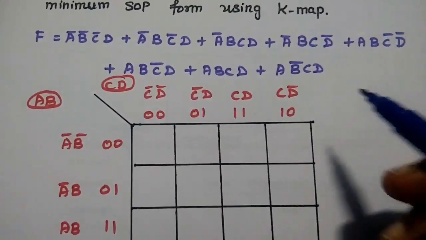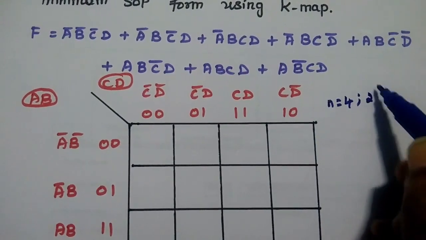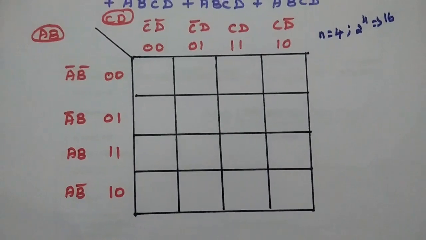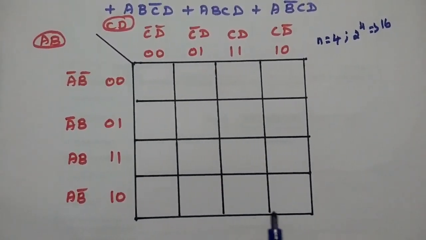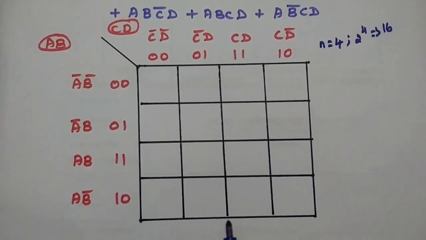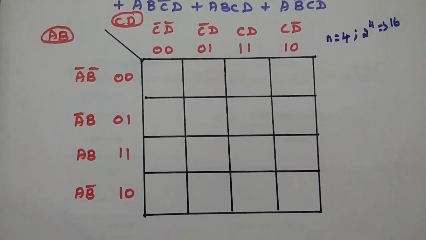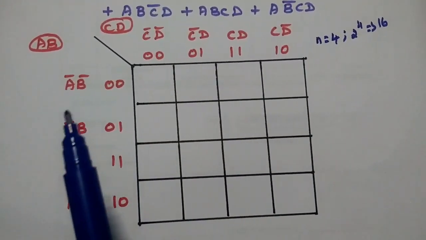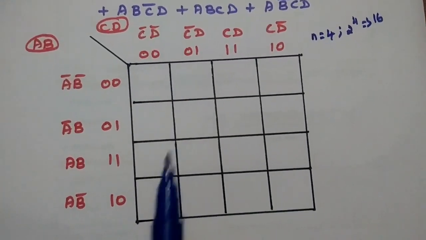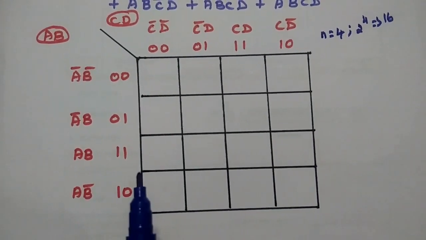So for these 4 variables, n is equal to 4, then we need to have 2 power 4, that is 16 cells. So this is the K map. What is the first step in the simplification process? Yes, we have to plot the K map for the given number of variables. So here we can take A, B as the row variables, C, D as the column variables. Okay. So we have to plot the K map like this.